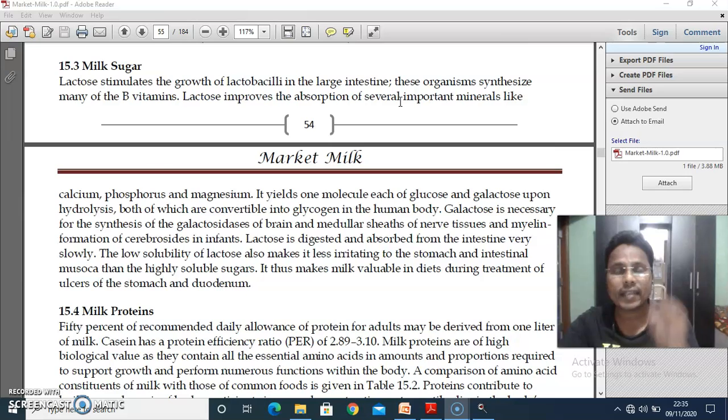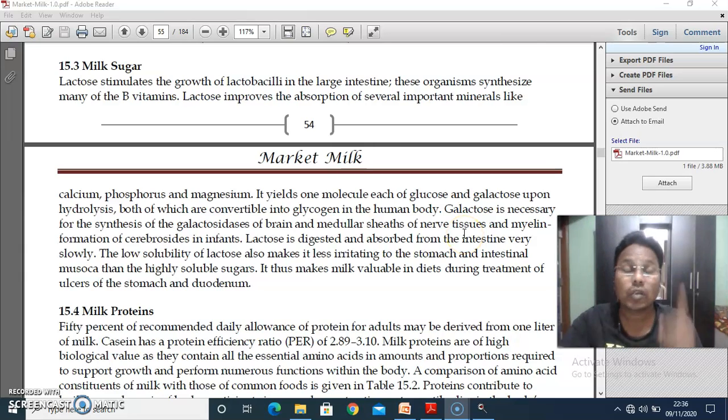So lactose helps to absorb many important minerals, and some examples are calcium, phosphorus and magnesium. Third point, it yields one molecule each of glucose and galactose upon hydrolysis. It means that when the hydrolysis process is completed, it yields one molecule of glucose and one of galactose, both of which are convertible into glycogen in the human body.